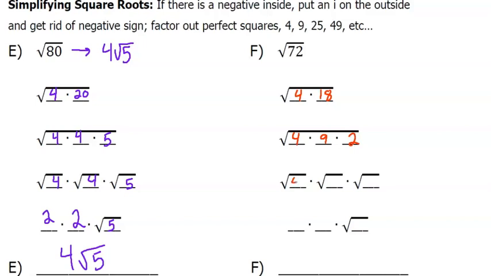So we'll just rewrite this as the square root of 4 times the square root of 9 times the square root of 2. The square root of 4 is 2. The square root of 9 is 3. And the square root of 2 is irrational, so we just keep it as square root of 2. 2 times 3 is 6. So 6 square root 2 is our simplified expression. So the square root of 72 reduces to 6 times the square root of 2. 6 times 6 is 36. 36 times 2 is 72. That's how you can check your answers.